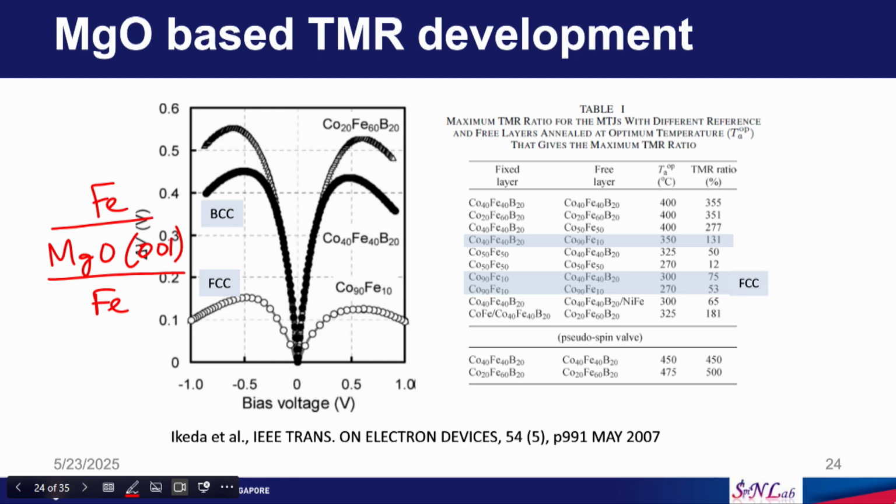Okay, people do not use only iron, they mix with cobalt to have certain other additional properties. So, because of that now we can get like very large TMR. Okay. So, in all these cases it's having BCC. Okay. So, when both sides have BCC structure, you will have high TMR. When at least one side has FCC, you will have low TMR. Okay, that is what is shown here.